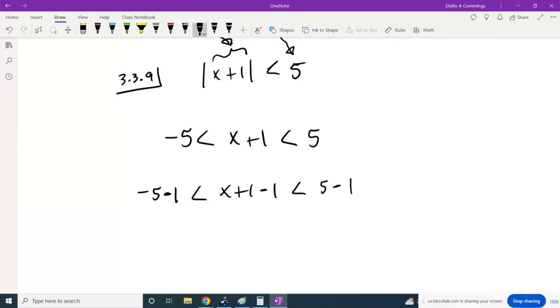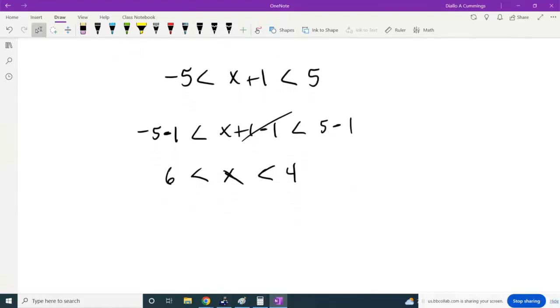Right? So if I look at my leftmost side, negative 5 minus 1 is negative 6, is less than, on the inside, the 1's cancel, I'm left with x. And on the right-hand side, I'm going to bring down my less than. 5 minus 1 is 4. But here is the kicker. They don't want it written in this form. They want it written in interval notation.